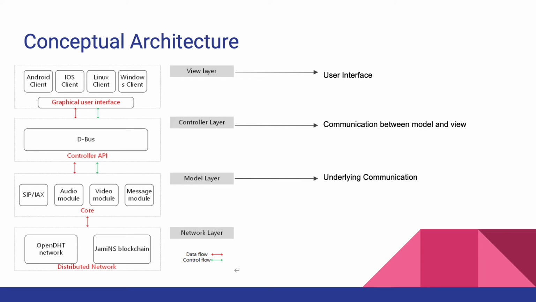The main difference between Yummy and the traditional communication software is that Yummy is a communication software based on a distributed network. The realization of all Yummy communication, message, and other functions is based on the distributed network, except for some specific cases. Yummy was built on two distinct distributed networks. The first one is the OpenDHT network, which provides connectivity establishment and message distribution. The second one is the Yummy NS blockchain, which provides name registration.